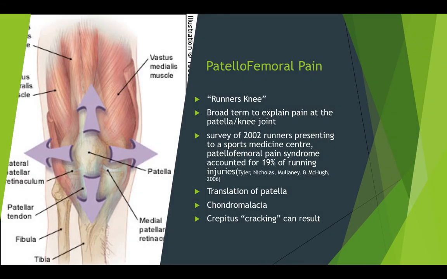Okay, moving on to the next one, patellofemoral pain. It's kind of a fancy name for just pain around the kneecap, or just any generalized pain in the knee. It's also known as jumper's knee or runner's knee, and it's just a broad term, like I said, to explain any pain felt at the knee or around the patella.